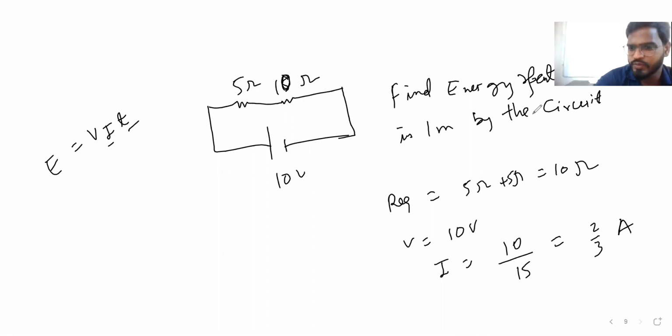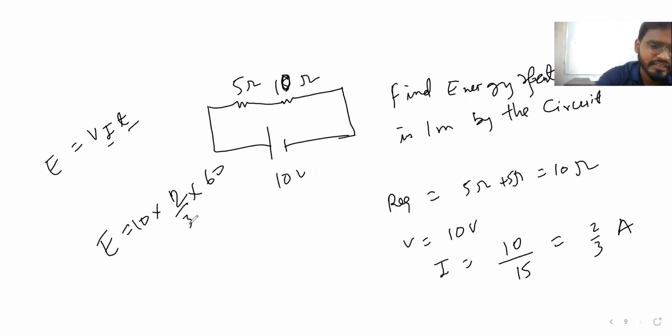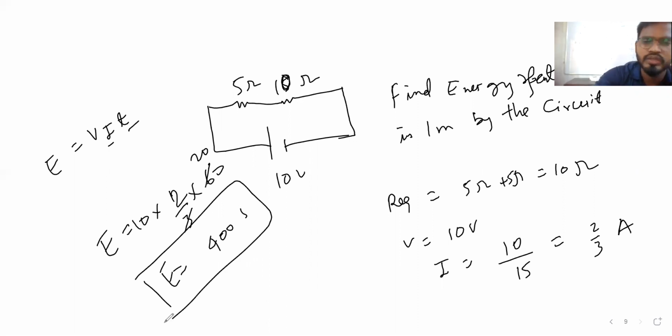Okay, so resistance we found, current we found, then energy is equal to VIT. V is what? 10. I is how much? 2 by 3. And time is how much? 1 minute. So 60 seconds. So we can say this is 20. Now 40, 400 joule. Energy unit is what? Joule. That's it. Hope you guys got it, right?